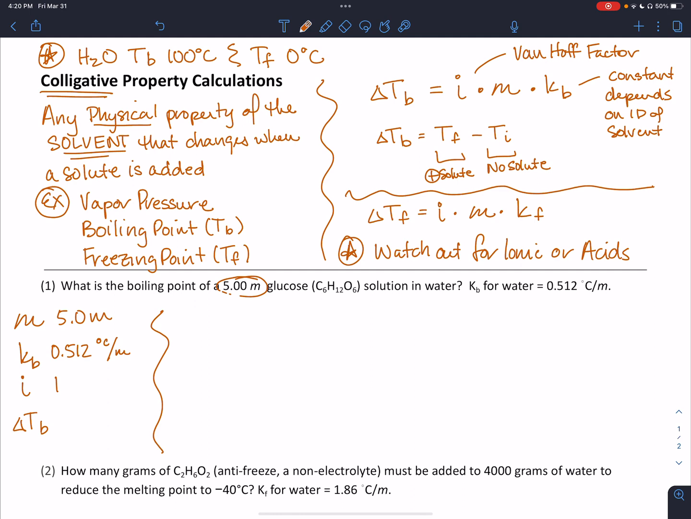All right, so we're going to use our formula, delta Tb equals i times molality times Kb. We're going to plug in what we know. So we have 1 times 5 molal times 0.512 degrees Celsius per molal. All right, so our change in boiling point is going to be equal to 2.56 degrees Celsius.